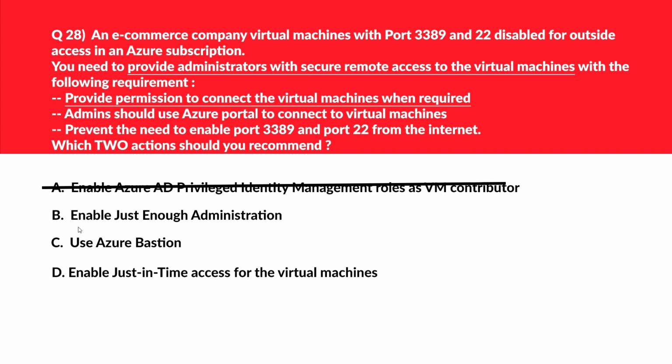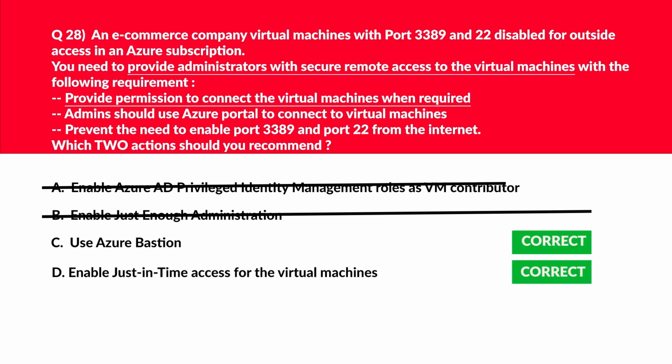Let's tackle B first. B says enable just enough administration, also known as JEA. Just enough administration cannot satisfy the requirement, that is, provide permission to connect to the virtual machine when required, as asked in the question. So B is again out. We are left with options C and D. C says use Azure Bastion and D says enable JIT, also known as just in time access for the virtual machines, and these are the correct answers.